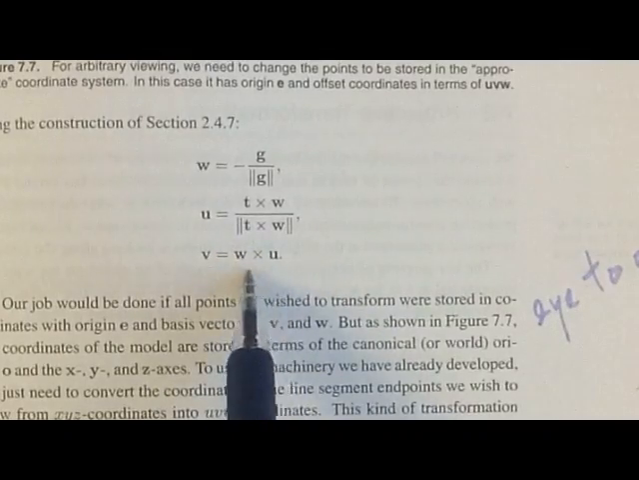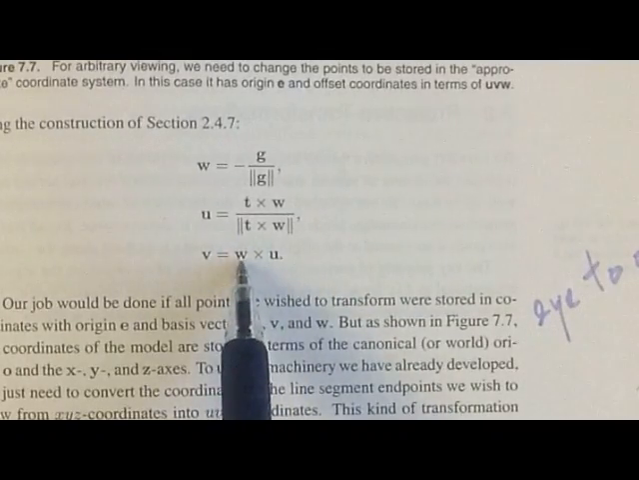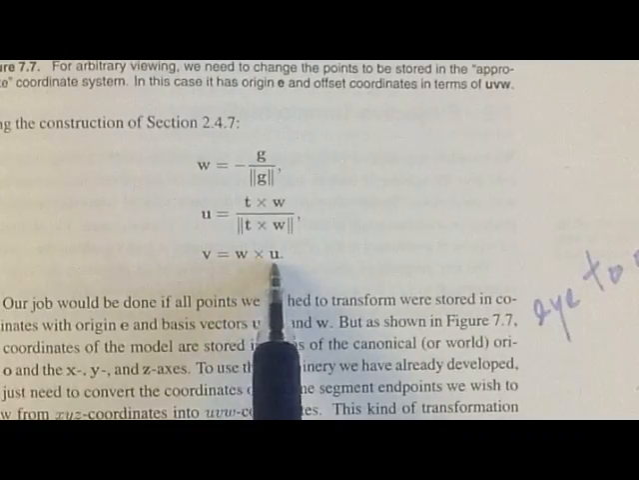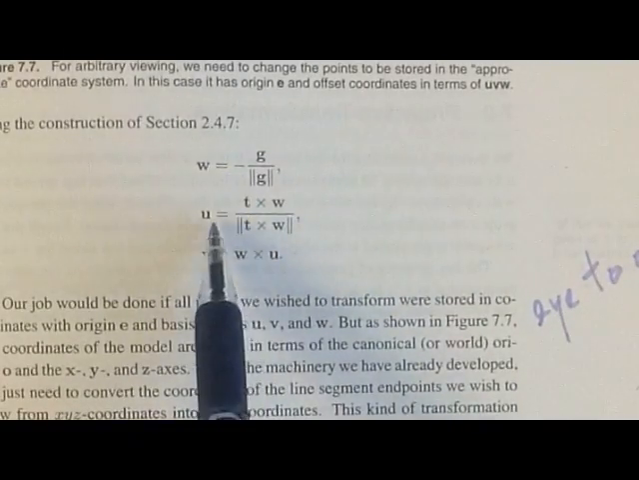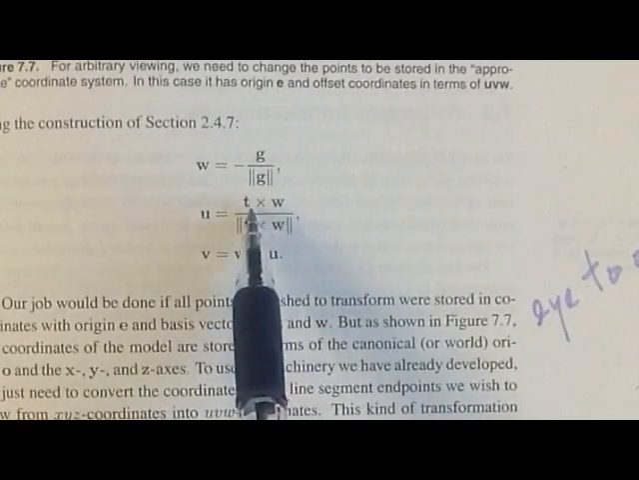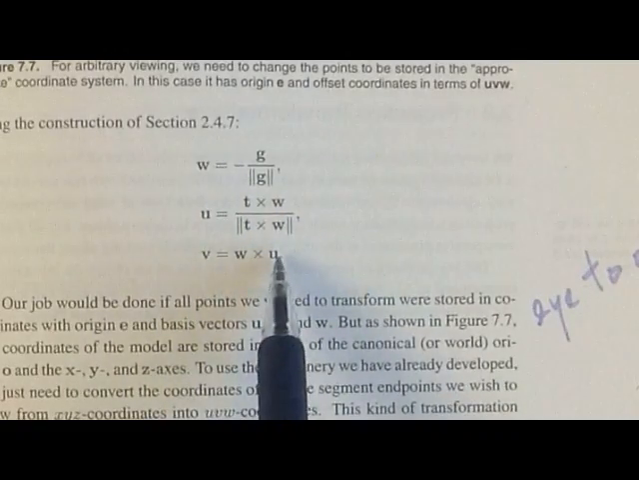You'll notice we don't divide by the length of W cross U. That's because W has unit length, U has unit length, so the cross product has unit length as well. So W is the opposite of the gaze, U is a vector which is perpendicular to W and T, and then V is a vector which is perpendicular to U and W.